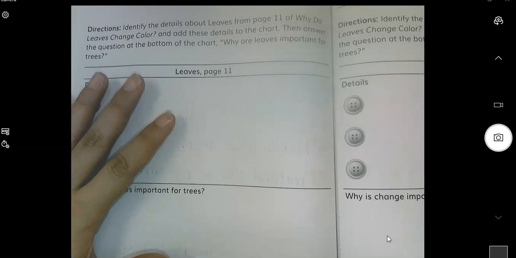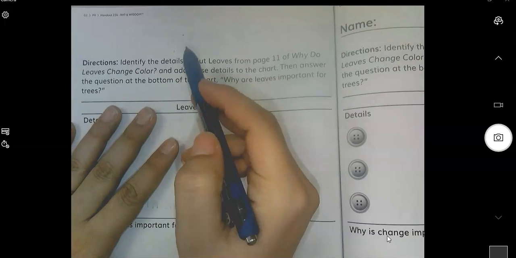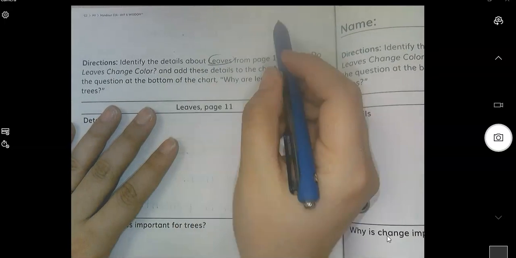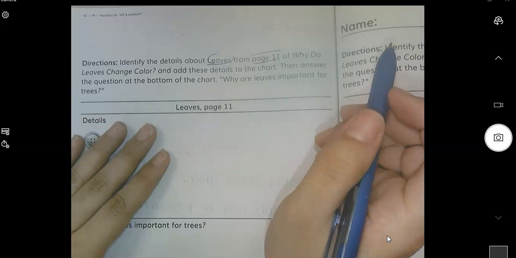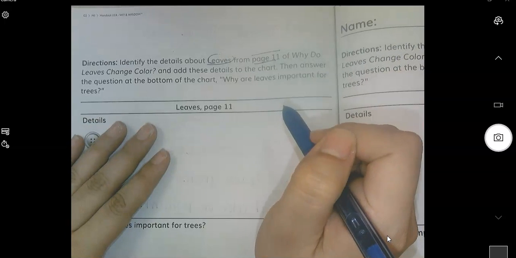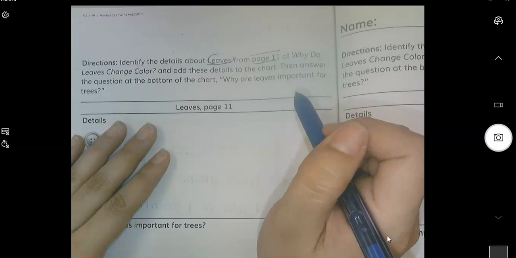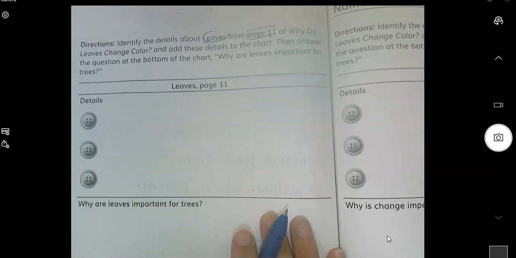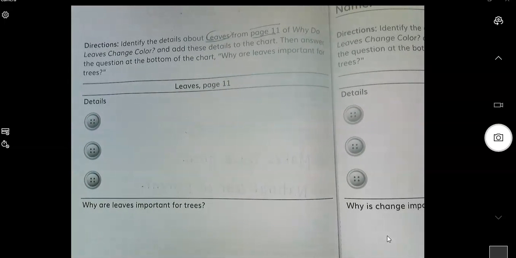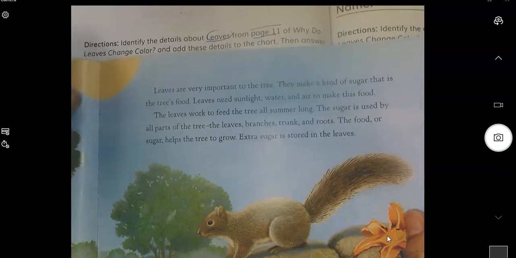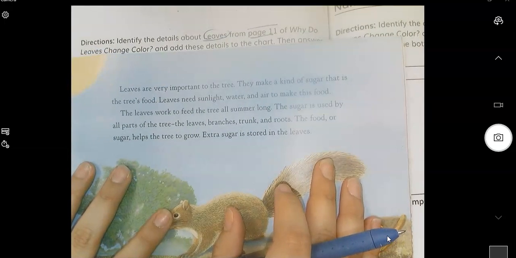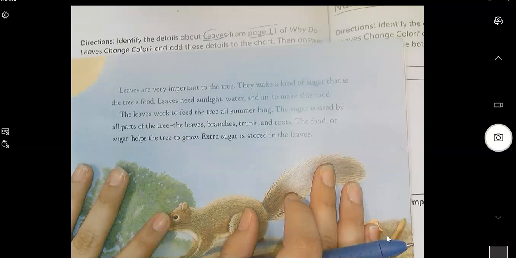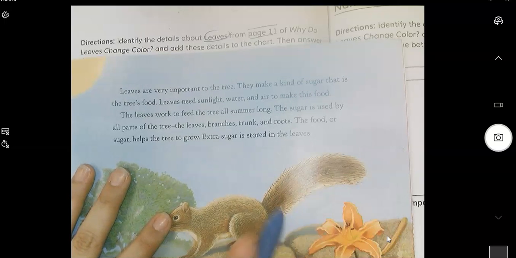If we read the directions, it says identify details about leaves from page 11 of Why Do Leaves Change Color, and add these details to the chart that answer the question at the bottom of the chart: why are leaves important for trees? So let's go to page 11. And remember, you are investigators, so while I'm reading, you can write details that you feel are important.